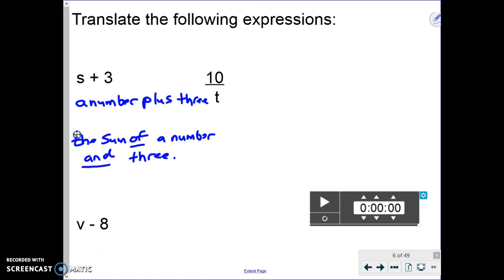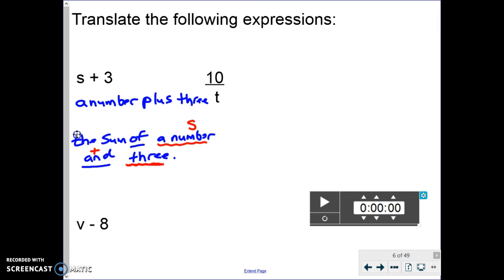And I really think it helps here to go back and think about that. The first keyword is "of," which tells me that whatever comes after it is the first thing that's being added together. So this part, a number, that was my S. And 3, that's the other part. And what's interesting is that wherever you see the word "and," that's where your symbol goes. So that's my S plus 3.